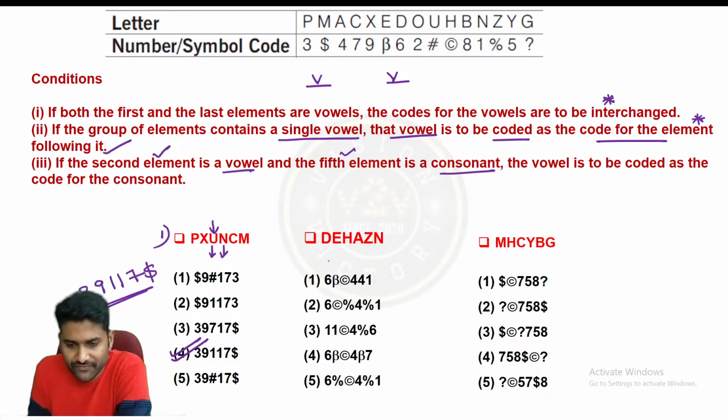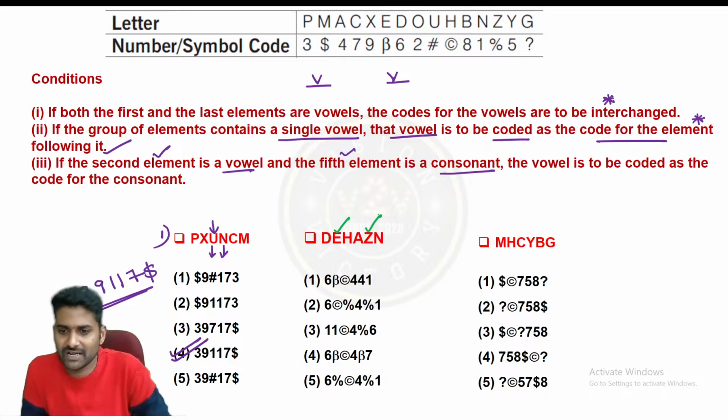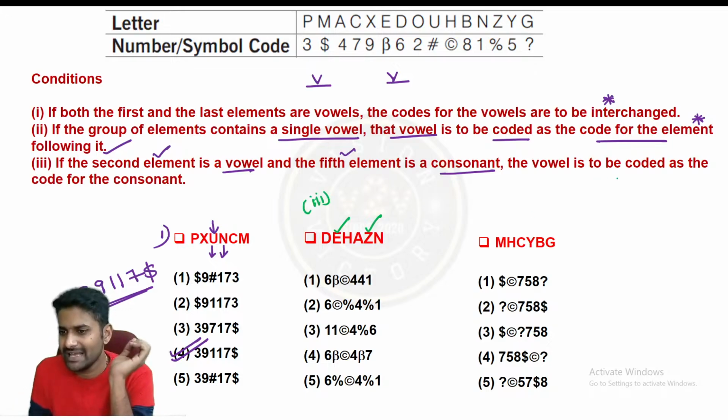So just go through this information. If the second element is a vowel and the fifth element is a consonant. Yes, the second element is a vowel and the fifth element is a consonant. Now it satisfies condition 3. Now, what is condition 3? The vowel is to be coded as the code for the consonant. Now, you have to take the consonant code for the vowel.